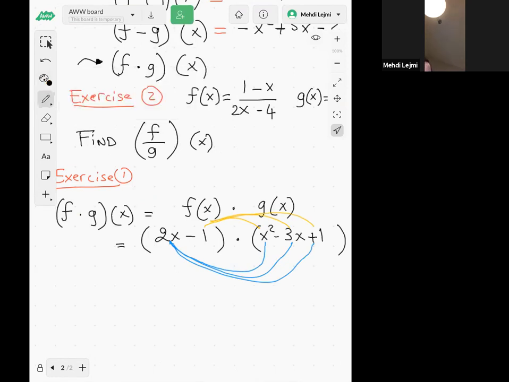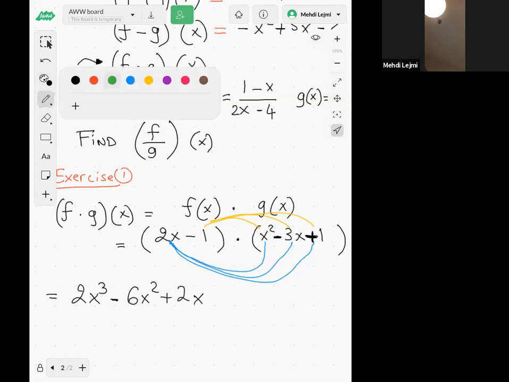So 2x times x squared, that will be a 2x cubed, right? And then there is this minus. So here's my minus. So 2x times 3x, that will be 6x squared. And then plus 1, so this is plus 1 times 2x, so that's plus 2x. And then now we have minus, this is minus 1 or negative 1. So it's minus 1 times x squared. So it's minus x squared.